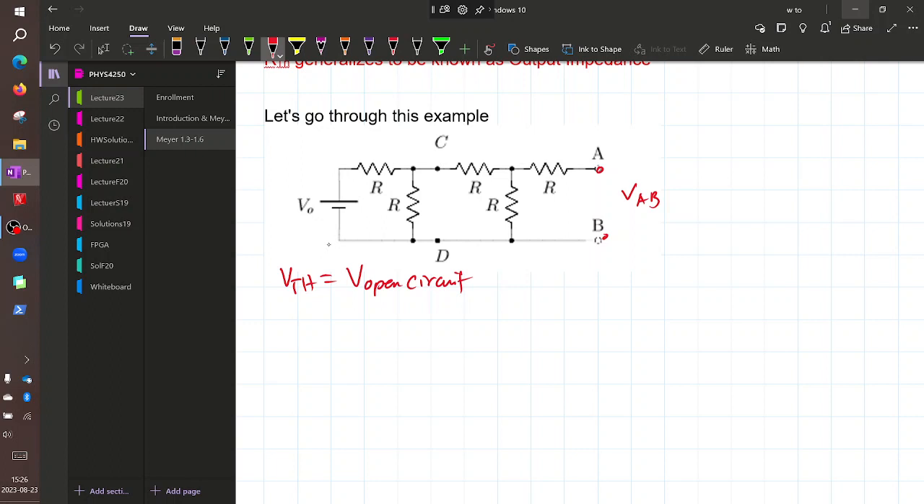I'm going to redraw this circuit so that we have this. Since this point is basically kind of looping around here, I'm going to draw it like this.